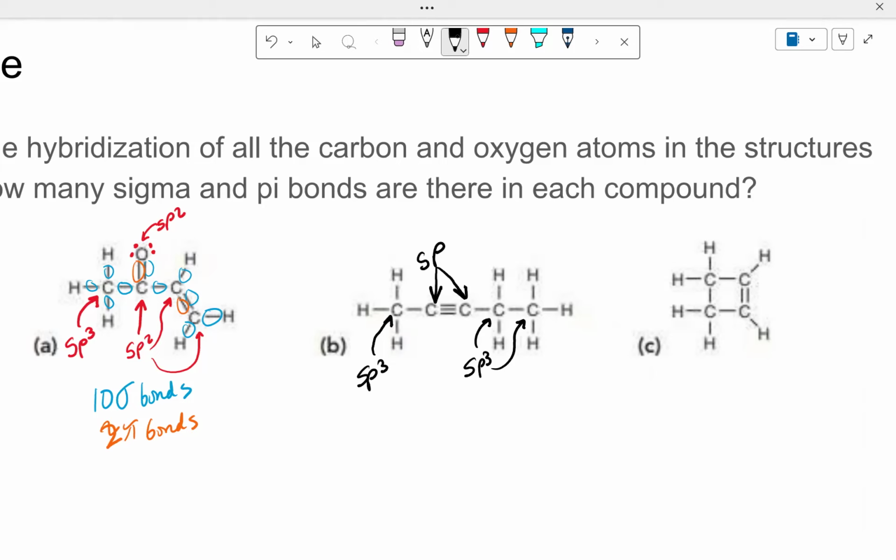So now let's just start counting bonds. Again, all single bonds are sigma bonds. So 1, 2, 3, 4. There's one sigma bond here in that triple bond. And then 5, 6, 7, 8, 9, 10, 11. Did I miscount? 1, 2, 3, 4, 5, 6, 7, 8, 9, 10, 11, 12. Sorry, 12. 12 sigma bonds.